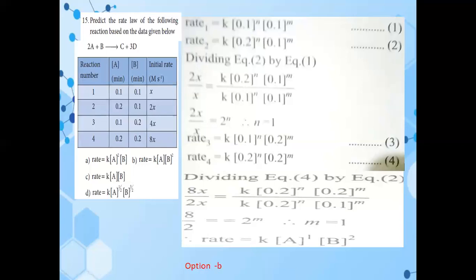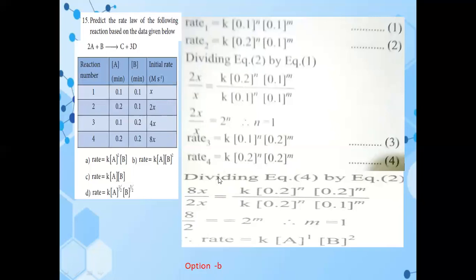Next we are going to divide equation 4 by 2. Equation 4 means the initial rate is 8x, so 8x divided by 2x. Sorry, equation 4 divided by equation 2. So equal to, for equation 4, k into 0.2 power n, 0.2 power m, divided by the equation 2 value, 0.2 power n and then into 0.1 power m.